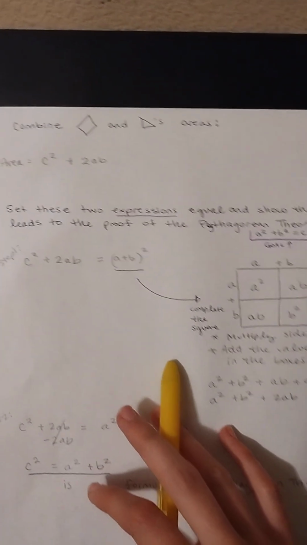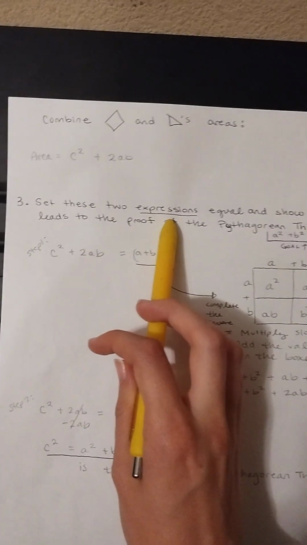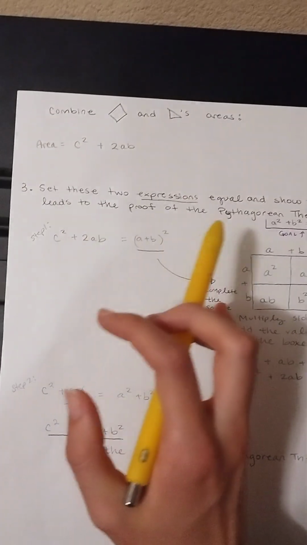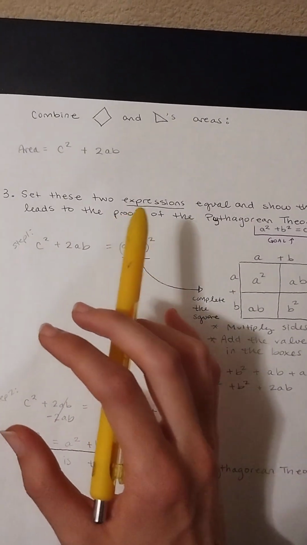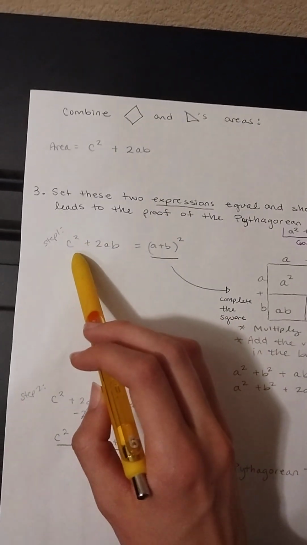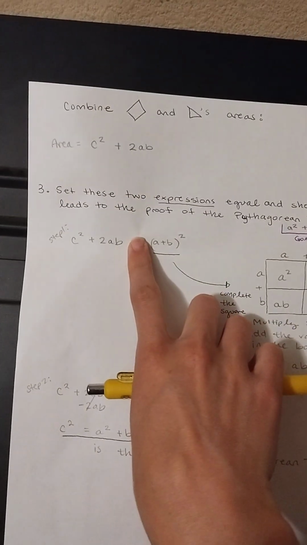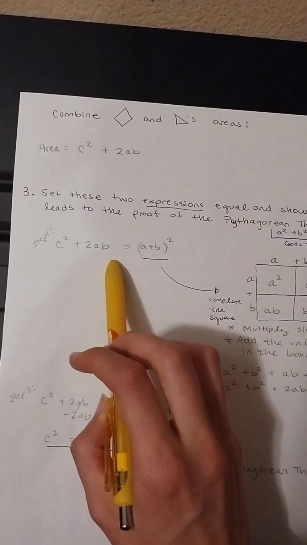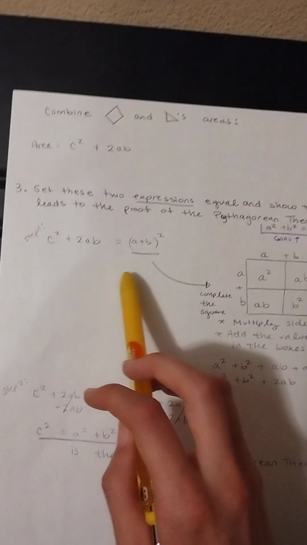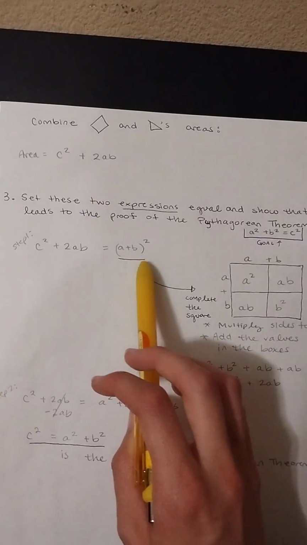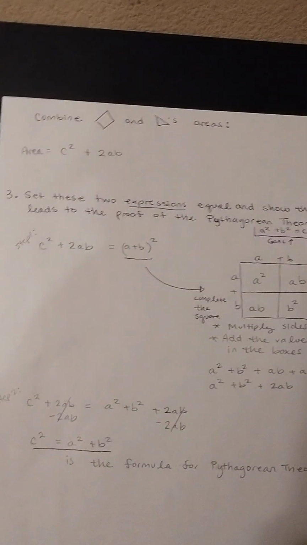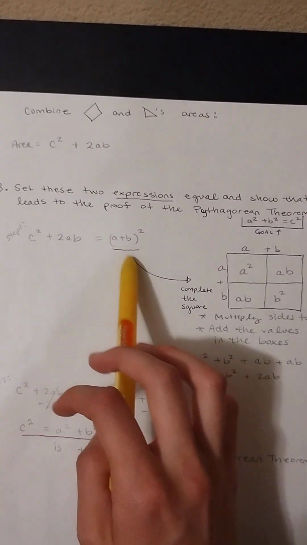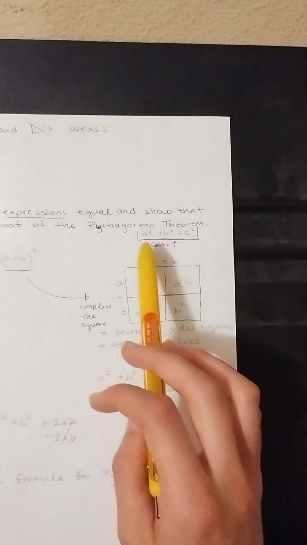Okay, so expressions are not equations. Expressions have numbers without the equal sign. So, as you can see, these are my two expressions that I set equal to each other, which was c squared plus 2ab, which we found in the previous part, equal to also a plus b squared, which was what we found in part 1. So we're going to manipulate this equation to get our Pythagorean theorem.